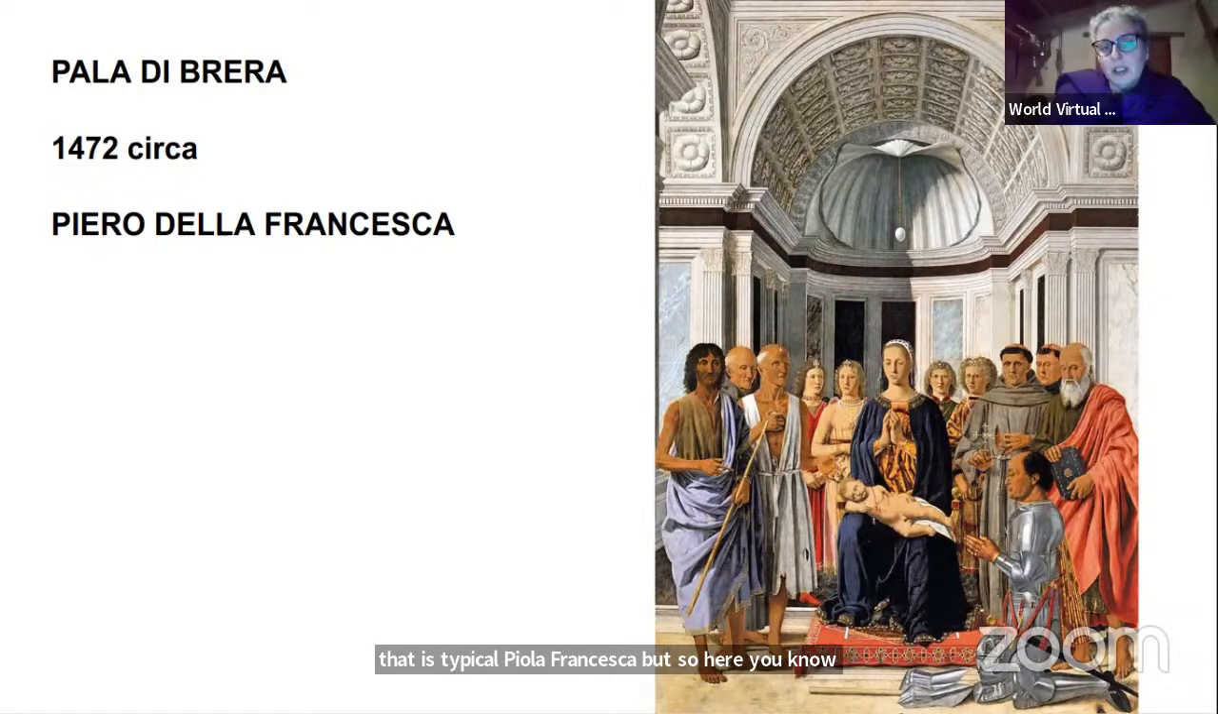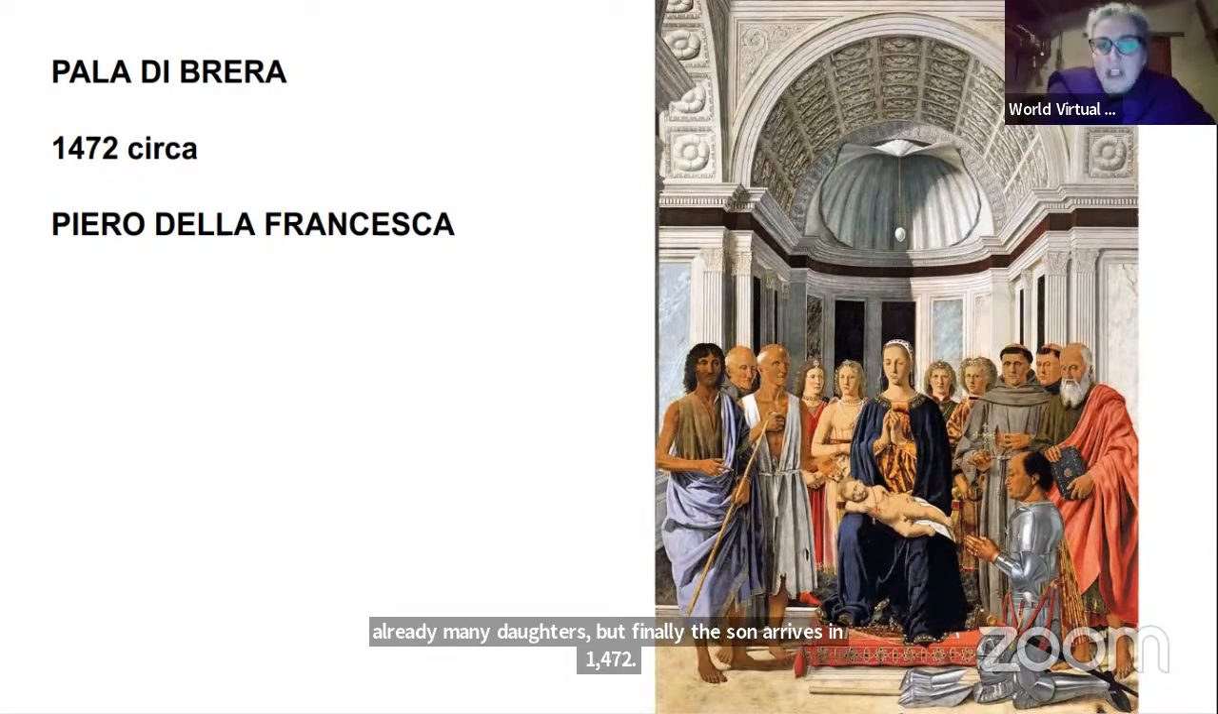And so this is also dated 1472. 1472 is a very important date because in 1472, a lot of things happened with Federico da Montefeltro. First of all, his long-awaited son was born. I mean, he had already many daughters, but finally the son arrives in 1472. But a few months later, his wife dies.